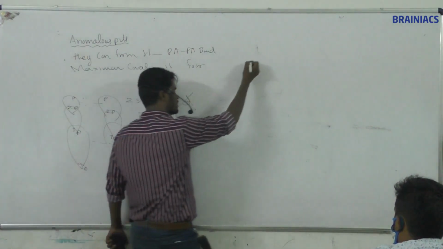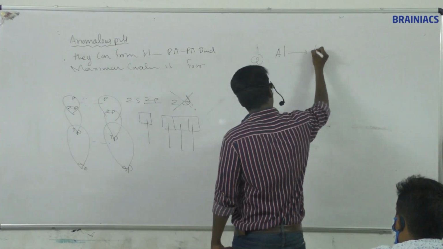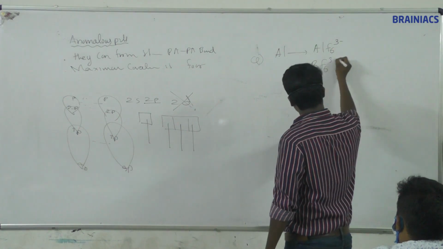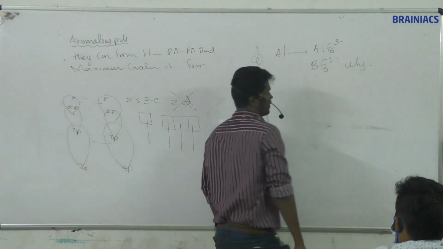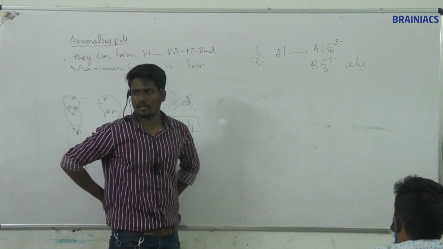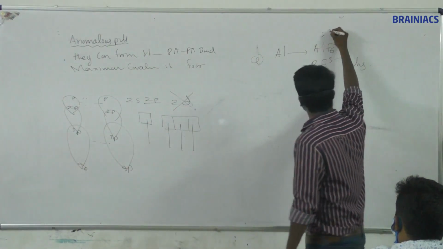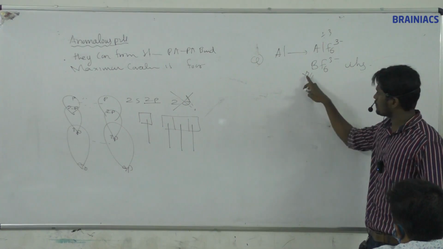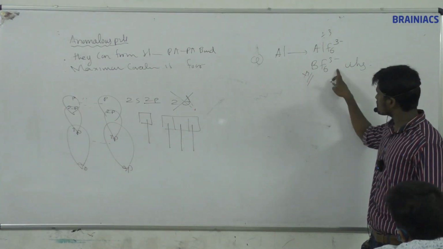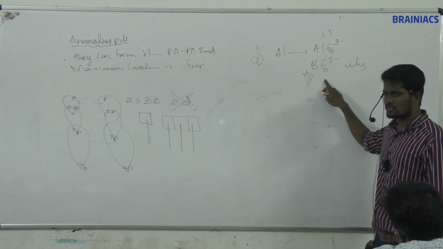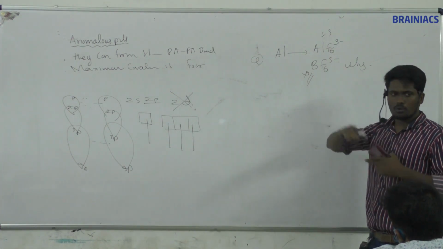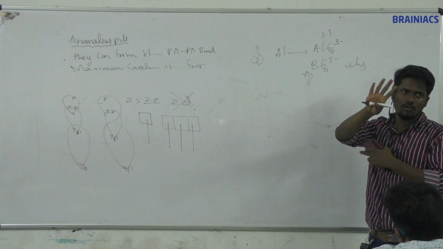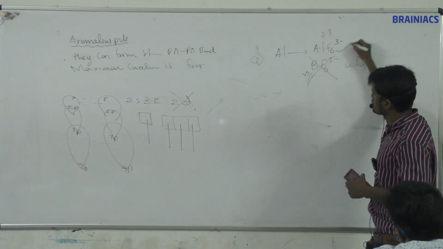Okay, so there is a question: Al can form AlF6 3-, but boron cannot. Why? What is the oxidation state of aluminum and boron? +3. This is a stable oxidation state and a possible oxidation state for boron. So why is BF6 3- not formed? Boron cannot extend its covalency beyond 4. Boron cannot form 6 bonds with fluorine. The maximum covalent bond possibility is 4.